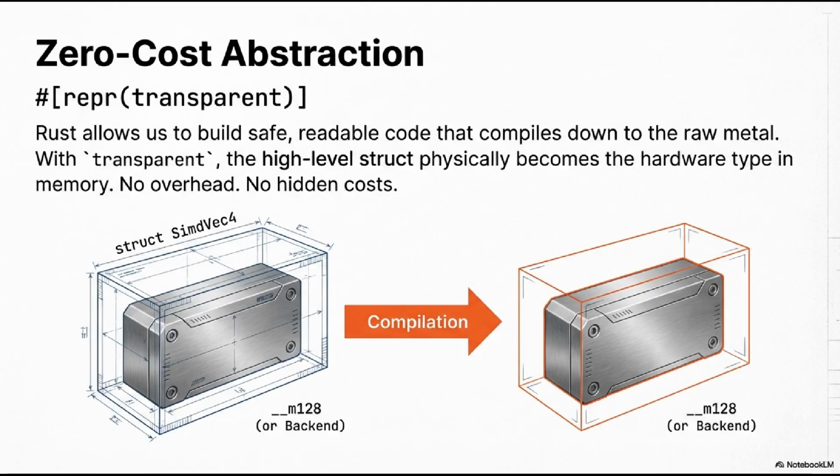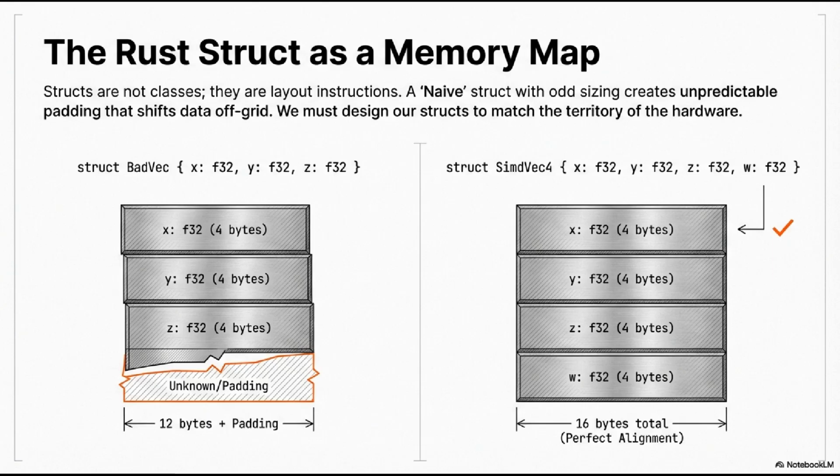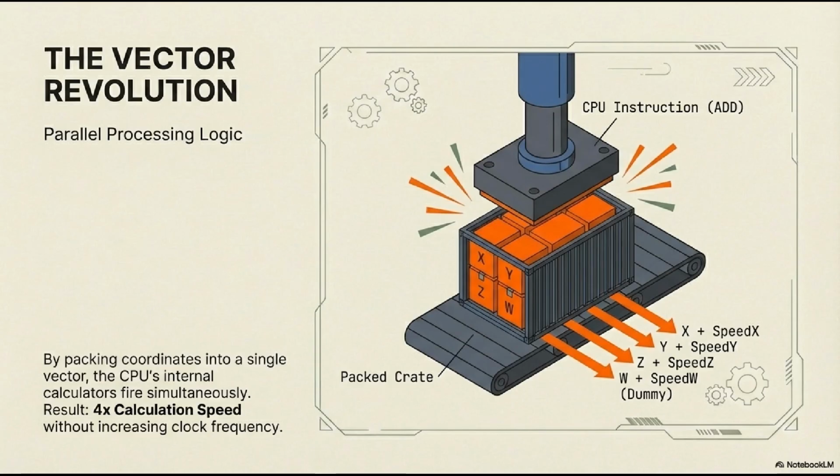So wait, it does 4 math problems for the price of 1? Exactly. We just made the computer go 4 times faster. Right. And we didn't make the clock faster. We didn't make the electronics more complicated. We just stopped wasting all that empty space on the desk. That is amazing. That's the SIMD revolution.